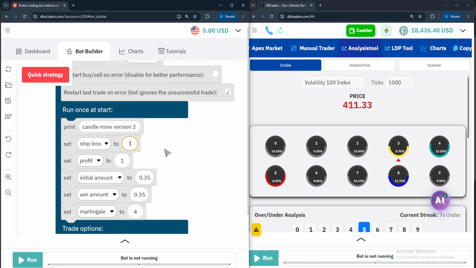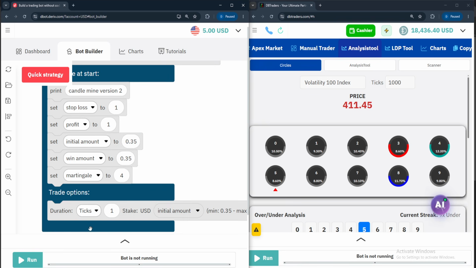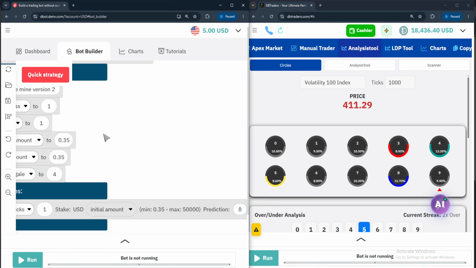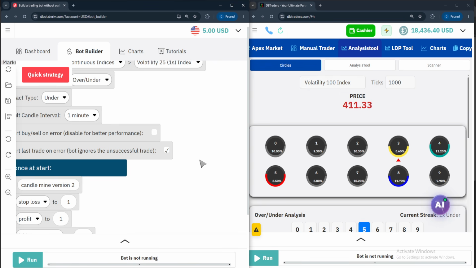Now, once you set that, you are okay. Again, always confirm your bot is operating on a 1-tick basis. I'm using the CandleMine version 2, the best beginner-friendly bot. Now, after you do that, it is time to look for a good market.